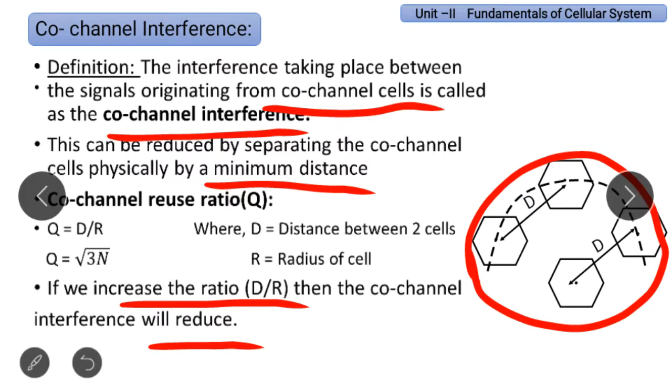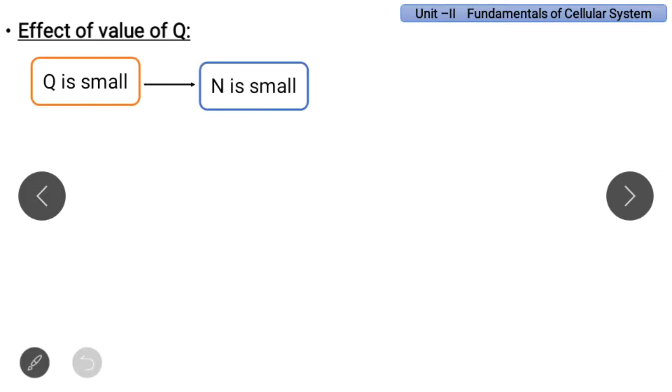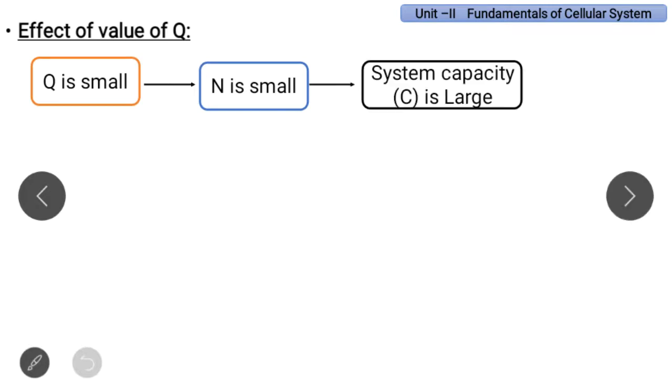Okay, next is the effect of value q. What is the effect of value q? What is that q? Q is the co-channel reuse ratio, that is q is equal to d by r. If we keep q small, then what happens? N is also small. If we keep q and n small, then what will happen?